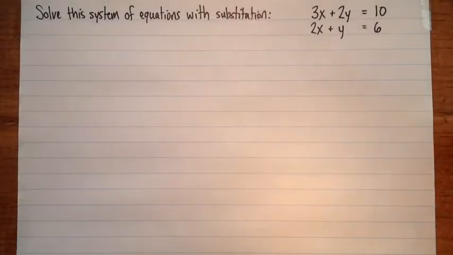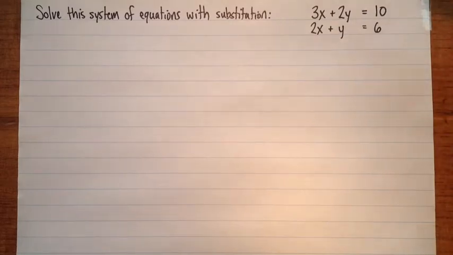Hi. In this video, I'm going to show you an example of how to solve a system of two linear equations with substitution. Okay, so here we're asked to solve a system of equations with substitution. And here's the system: 3x plus 2y equals 10, and 2x plus y equals 6.